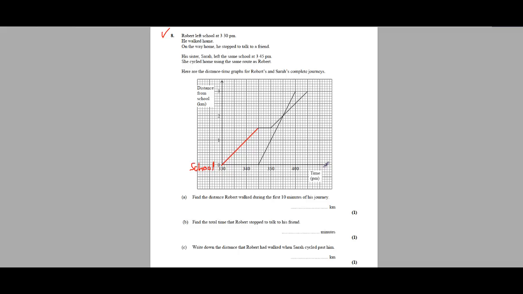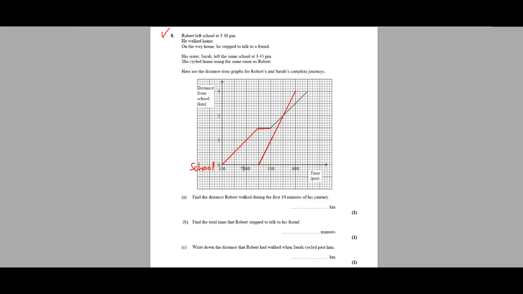This x-axis is basically the school line, and this is the graph of Robert, and he is walking towards his home. He stopped over here because he wants to talk to his friend. Okay, his sister Sarah left the same school at 3:45. So this is the graph of Sarah.